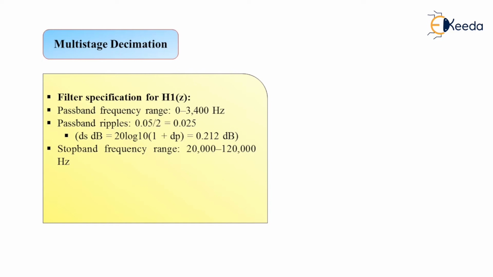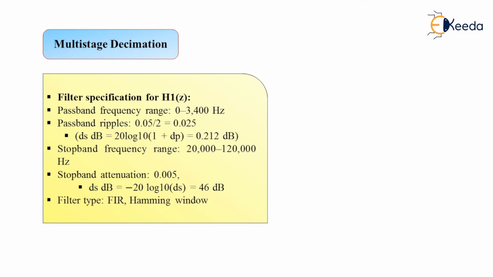Next to the passband ripple information, we require the stop band frequency range. This frequency range is 20,000 to 120,000 hertz, whereas the stop band attenuation is equal to 0.005. In terms of decibels, this is equal to the negation of 20 log to the base 10 of delta s, which becomes 46 decibels. The selection of the filter type is FIR filter along with the Hamming window.